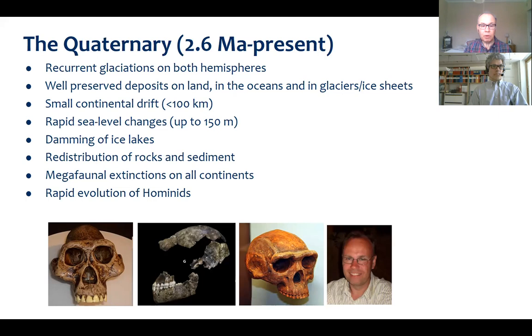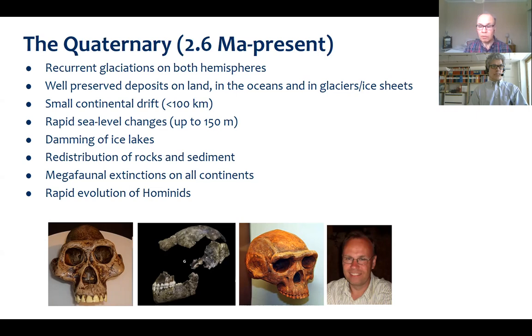This is a relatively short time period, so the continental drift that's always ongoing has been less than 100 kilometers. But on the other hand, we have very rapid sea level changes during the Quaternary, up to around 150 meters, because there has been a lot of water stored in the huge ice sheets in North America and Europe, for example. We have the damming of ice lakes, and eventually these ice lakes are drained down to the sea level and they can inject huge amounts of fresh water into the oceans that can affect, for example, the North Atlantic current. And that's something that happened during the Younger Dryas cold period. At least that's one of the possible explanations for that.